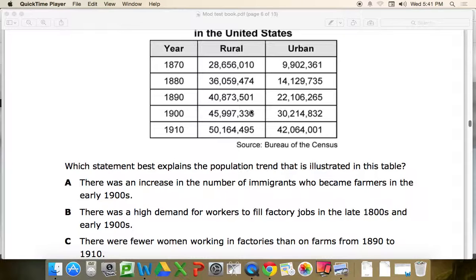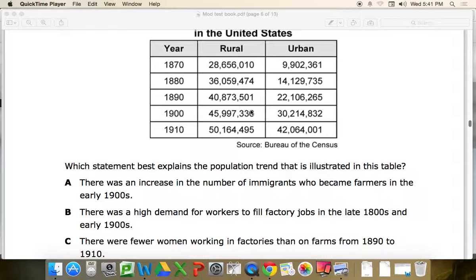And so what we see is that the answer choices here, the correct answer is going to be there was a high demand for workers to fill factory jobs in the late 1800s and early 1900s. The truth is, you probably didn't even have to read that chart to know that. But if you look at the sheer numbers of population, we know that the population of the United States increased rapidly during the Gilded Age. And the question is why? Well, it's because industrialization created jobs.